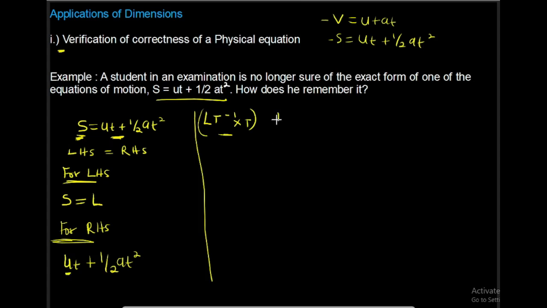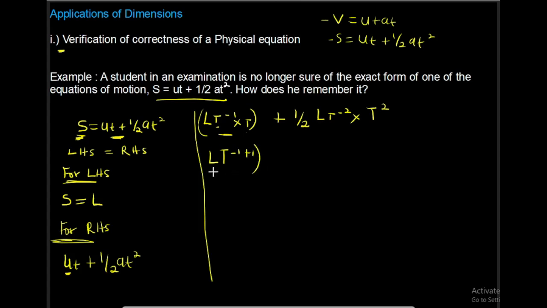Remember we're solving for the dimension on the right hand side. So we have plus 1 over 2 times a. A is acceleration and the dimension is LT^-2, times time squared, so we have T squared. If we take this further, we're going to have LT raised to power minus 1 times T raised to power 1. The power of this is minus 1, the power of this is plus 1. Remember they are multiplying T and T, that's to say the bases are the same, so we'll add the powers, so we have minus 1 plus 1.